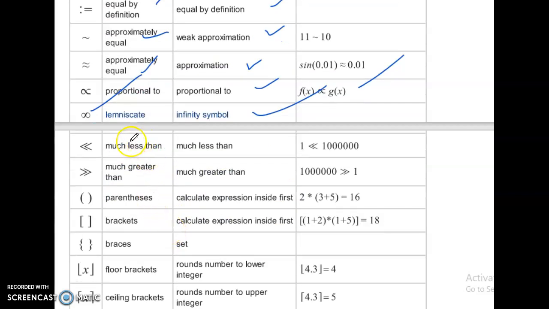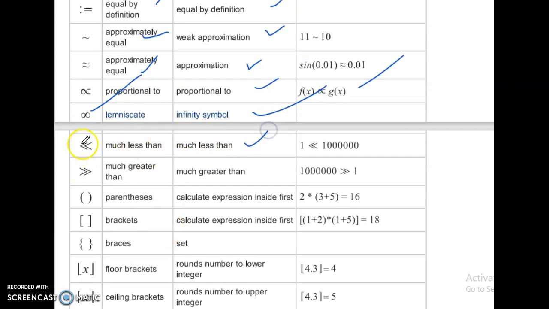Much less than: double less than, having double, 2 times.